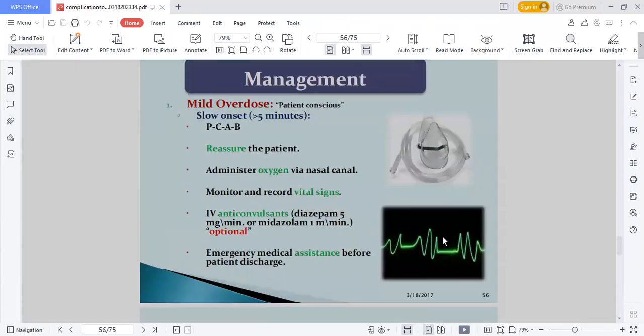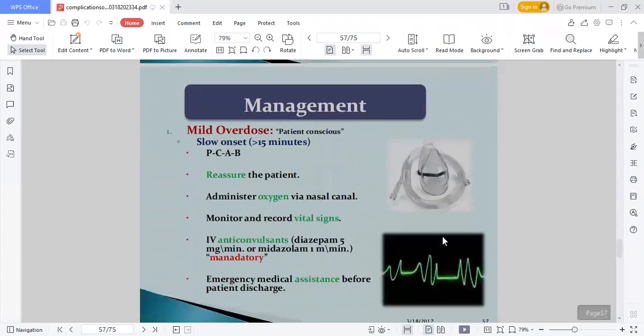Mild overdose: the patient is conscious and the symptoms develop after more than 5 minutes. Reassure the patient, administer oxygen via nasal cannula, and monitor and record vital signs. IV anticonvulsants include diazepam, 5 milligram per minute, or midazolam, 1 milligram per minute, which can be given to the patient. Emergency medical assistance should be given before the patient gets discharged.